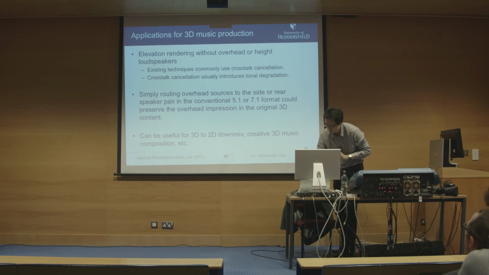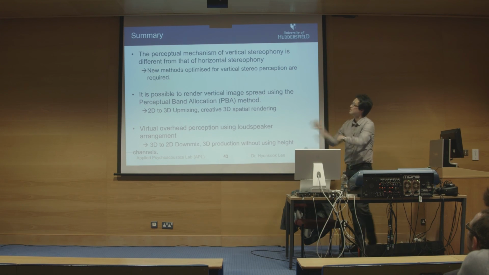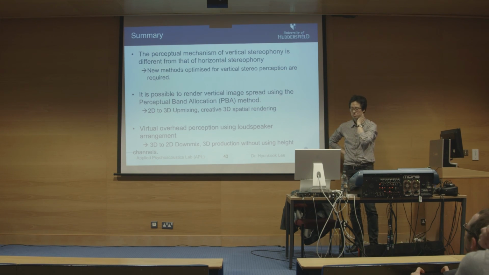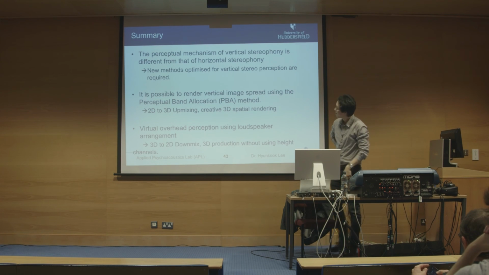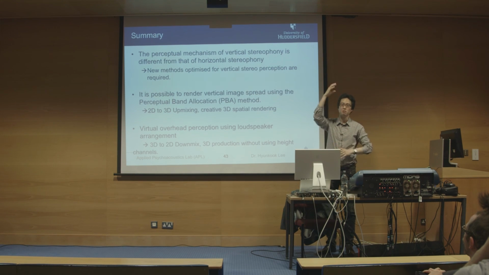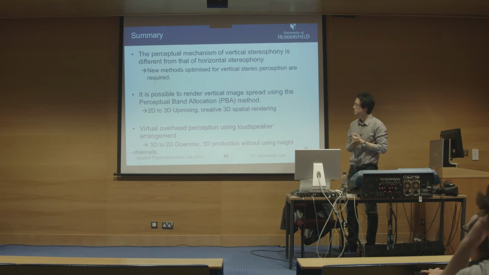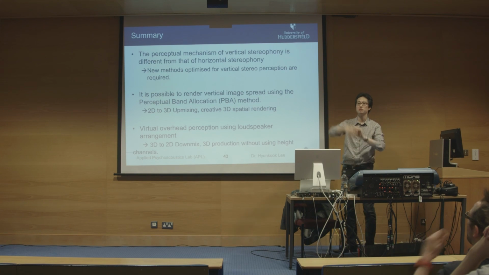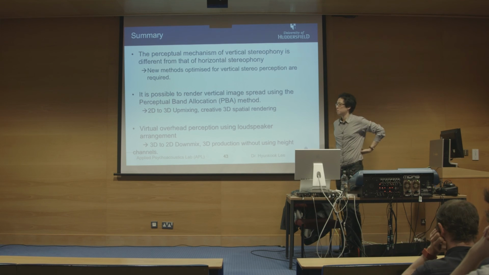Right, so I'll quickly summarize my talk. The perceptual mechanism of vertical stereophony is different from that of horizontal stereophony. So we need to think about new methods that are optimized for our perception of vertical sound. Using the PBA method, it's possible to render different degrees of vertical image spread, and it can be preferred in terms of quality. It can also be useful for 2D to 3D upmixing, especially ambience upmixing where you don't need accurate localization. You just want to spread the sound, then this method can be useful.